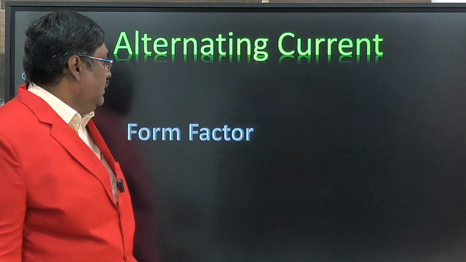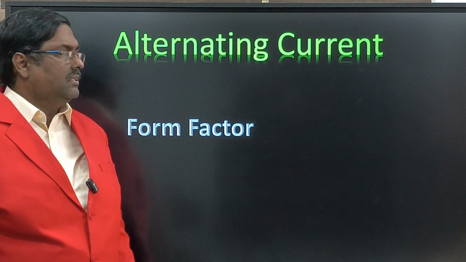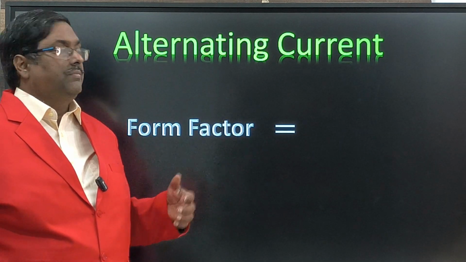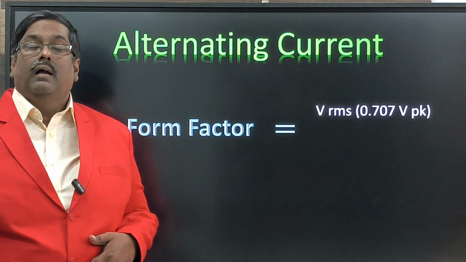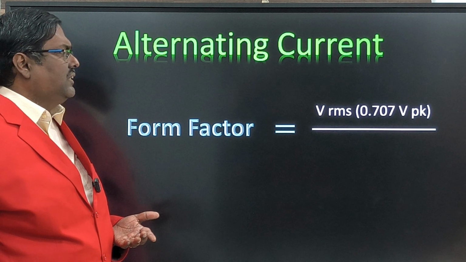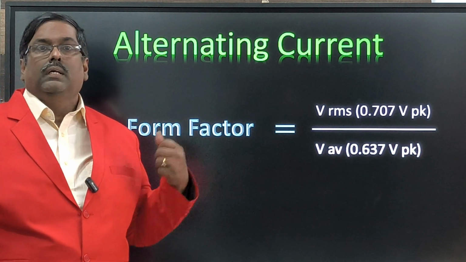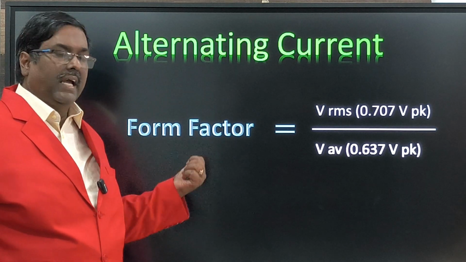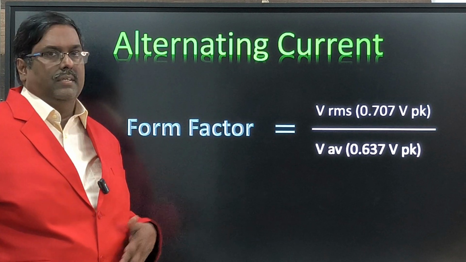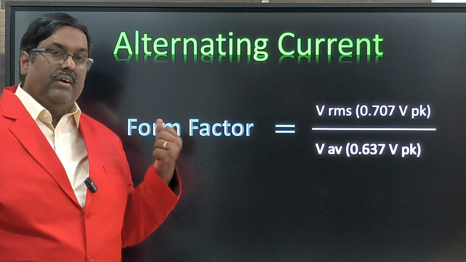And one more thing, form factor. Maybe you have heard about the form factor. Form factor is nothing but the ratio between the RMS value and the average value. This is made for some calculations. The form factor varies depending on the shape of the curve. For a sine wave it will be like this. If it is a square wave or triangular wave, it will be different.